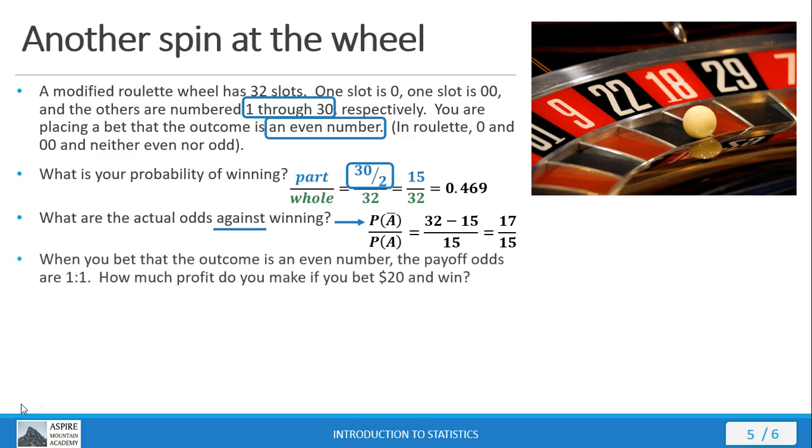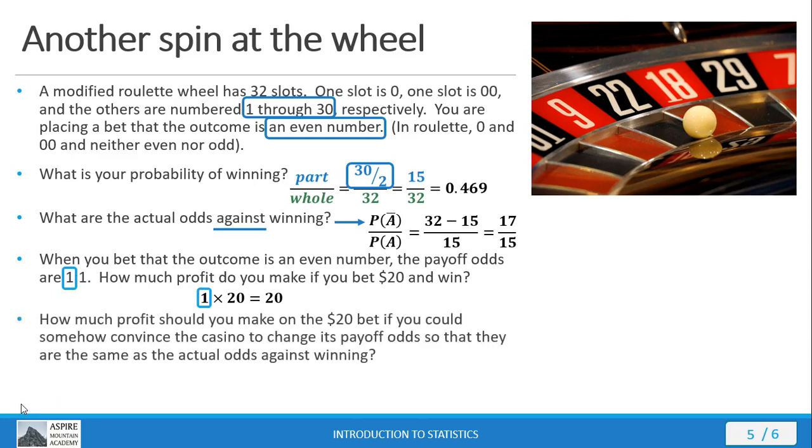Now, when you bet that the outcome is an even number, the payoff odds are 1 to 1. How much profit do you make if you bet $20 and win? Again, stop the video, try to do this, then come back and we'll see how you did. Okay, first you're going to look at those payoff odds, 1 to 1. So 1 over 1 is going to be 1. Multiply by your bet, that gives you what you win.